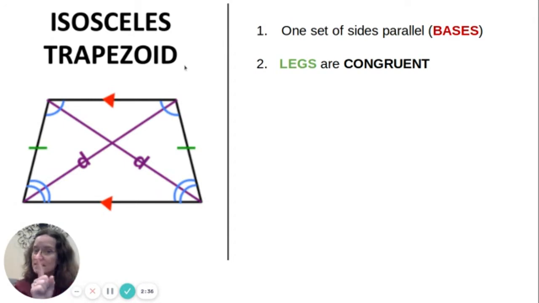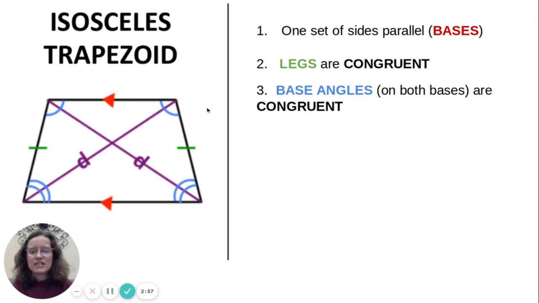The parallel sides will never be congruent. It's always going to be the legs that will be congruent in an isosceles trapezoid. That's what makes it isosceles. You can almost imagine it being an isosceles triangle where its head was chopped off, and then you're just left with the two congruent pieces here at the bottom.